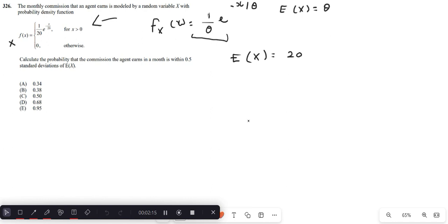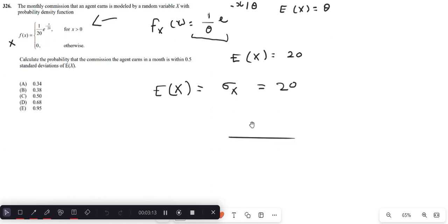Now what they want us to calculate is the probability that the commission the agent earns in a month is within 0.5 standard deviations of the expected value of X. Bear in mind that for exponential distributions, the expected value of X is equivalent to the standard deviation of X. We already know the expected value is 20, so the standard deviation of X is 20.